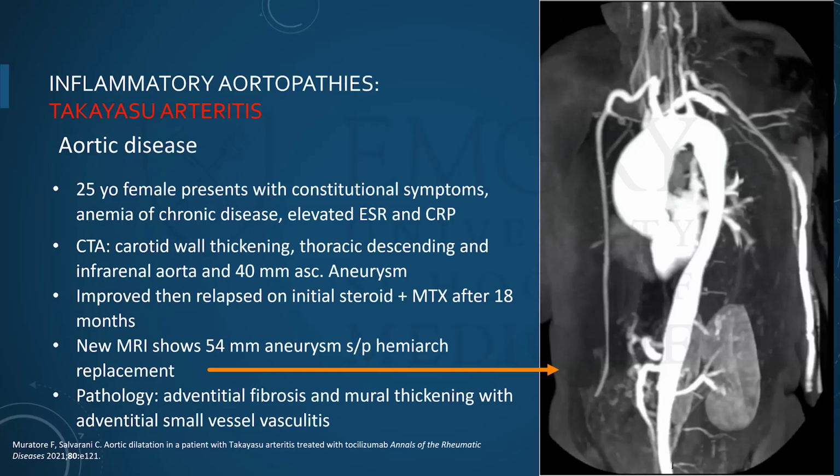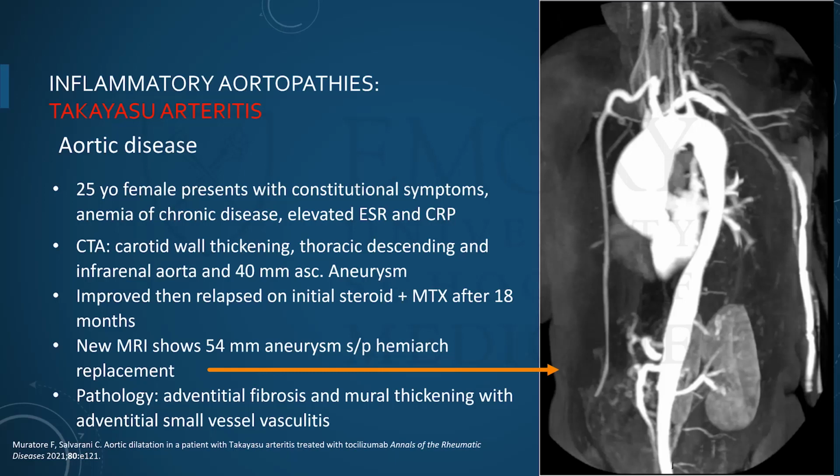So this is another case I wanted to highlight. This is a 25-year-old female who presented with weight loss, constitutional symptoms, anemia of chronic disease, and elevated inflammatory markers. Her workup eventually led to a CTA, which revealed aneurysms of the ascending and descending thoracic aorta and the abdominal aorta, and a thickened carotid wall. She was eventually diagnosed with Takayasu's based on the clinical presentation and imaging, and she underwent treatment with initial steroid therapy and methotrexate, and her symptoms got better after 18 months. She originally did not present with any end organ damage, and the plan was just to monitor.